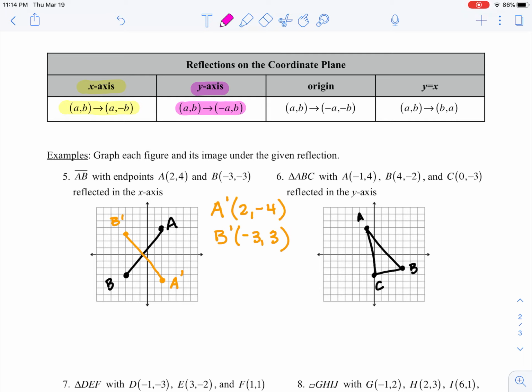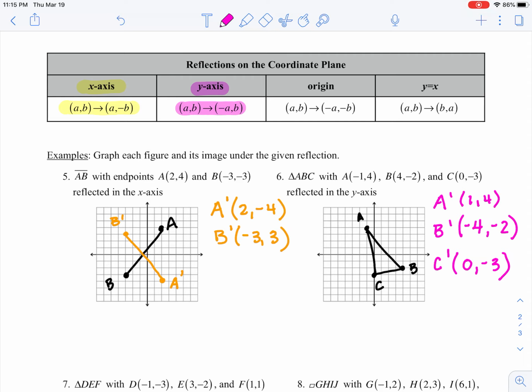Again, I'm going to use our rule to first find the coordinates of A prime, B prime, and C prime. So if I take each of these points and I switch only their x-coordinate sign, A prime should go to 1, 4. B prime should be located at negative 4, negative 2. And C prime is actually going to be at the same coordinates as point C. 0 doesn't have a sign, so I can't make it negative.